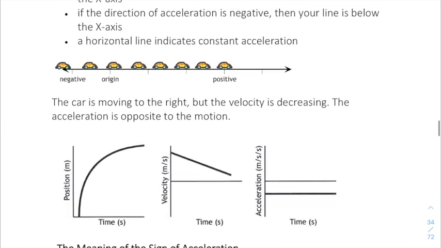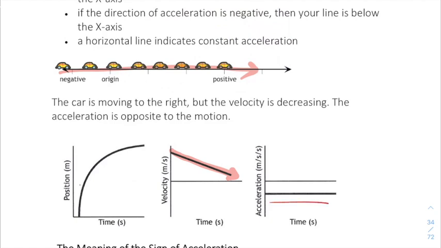Here a car is moving to the right, but the velocity is decreasing. The acceleration is opposite to the motion. So here the position is changing in a positive direction, right? The car is moving away from the origin, but as it moves farther away, the speed is slowing down, and so the velocity is decreasing. That decrease in velocity, if we found the slope of this, the slope would give us the acceleration.